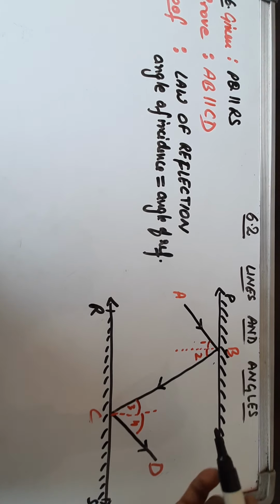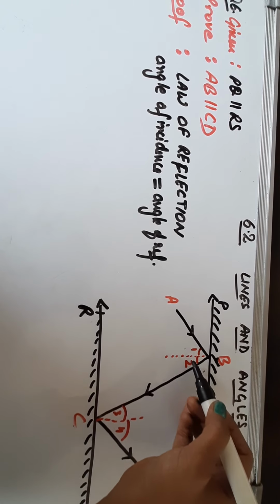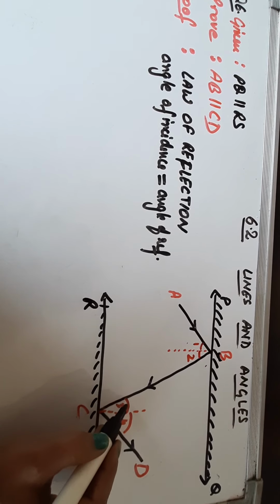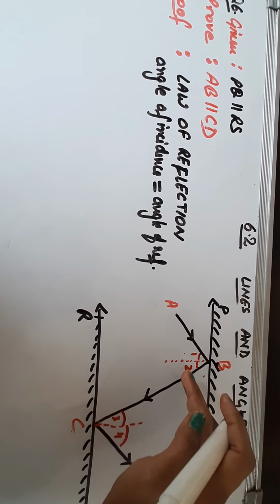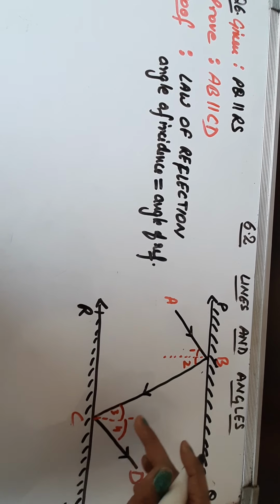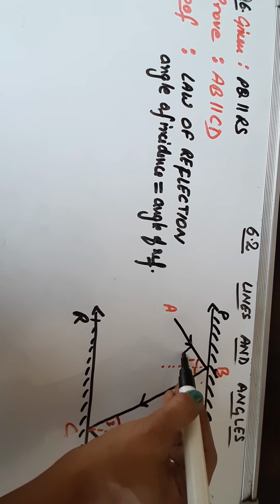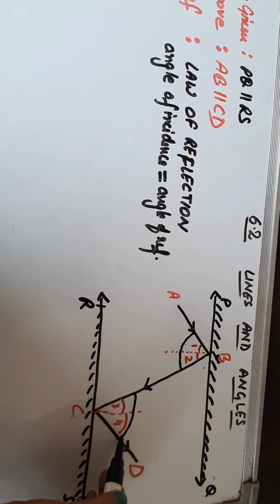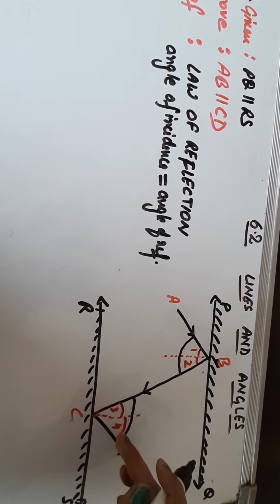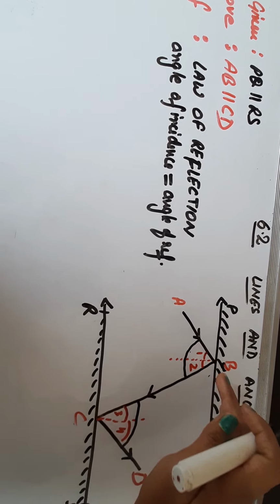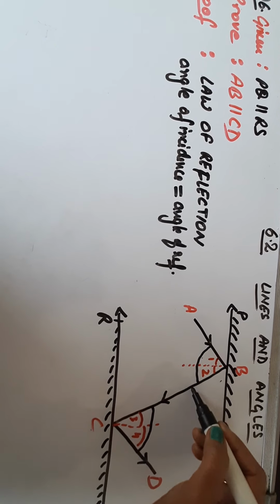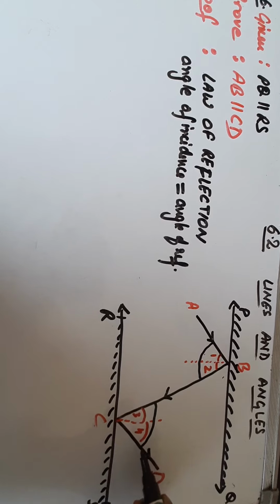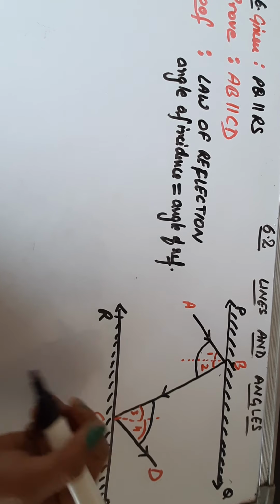Now if we prove that angle 1 plus 2, meaning this complete angle, is equal to 3 plus 4, that is this complete angle, and these two are alternate interior angles, if these become equal, the lines must be parallel. So our target is to show the sum of these two equal to the sum of these two, so that the alternate angles become equal.